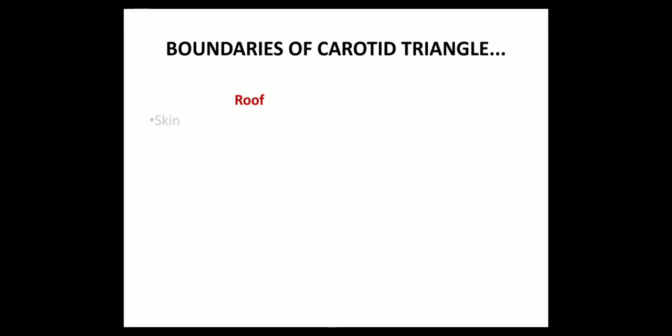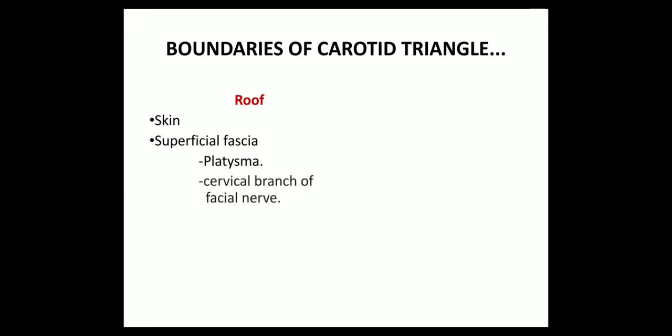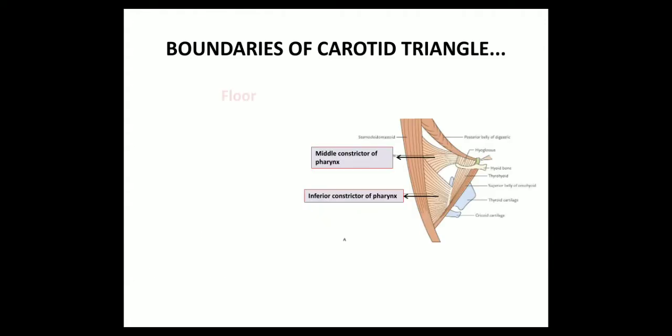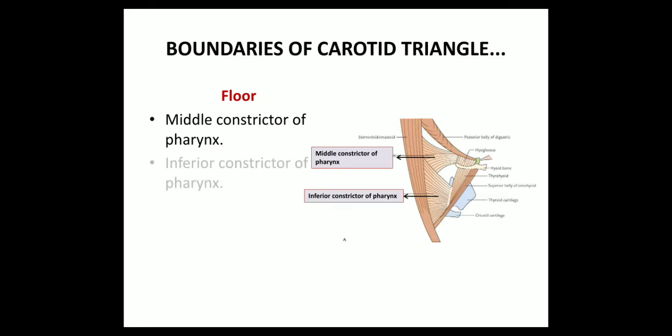The roof is formed by the skin and the superficial fascia, which includes the platysma, the cervical branch of the facial nerve and the transverse cutaneous nerve, and the investing layer of deep cervical fascia also forms the roof. The floor is formed by the middle constrictor of the pharynx, the inferior constrictor of the pharynx, and the thyrohyoid membrane, which is present between the thyroid cartilage and the hyoid bone.